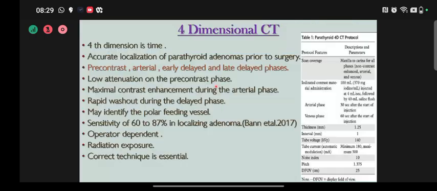Then coming to the 4-dimensional CT, the fourth dimension is time. There is accurate localization of parathyroid adenomas prior to surgery. So in this we have 4 phases: pre-contrast, arterial, early delayed, and late delayed phases. As I told, the fourth dimension is time. Each phase is divided in seconds, and there is a low attenuation on the pre-contrast phase. Maximal contrast enhancement is there during the arterial phase. Rapid washout is present during the delayed phase, and there is a sensitivity of 60 to 87% in localizing adenoma. It's operator dependent, and correct technique should be used for the 4-dimensional CT.